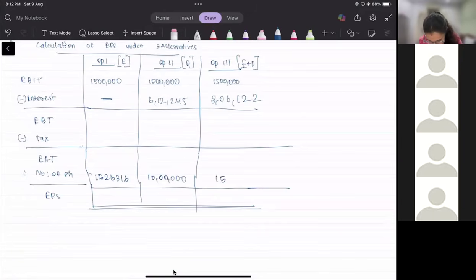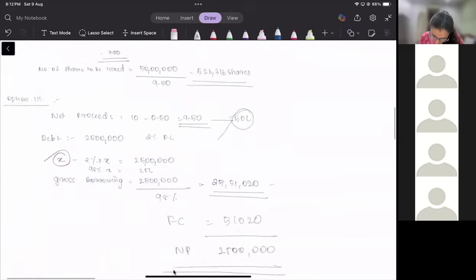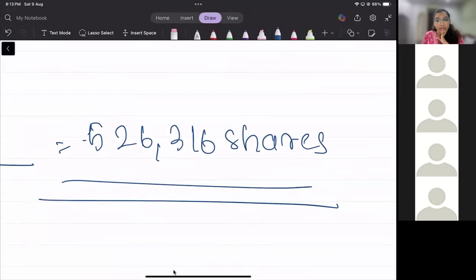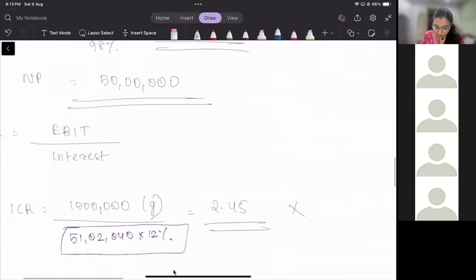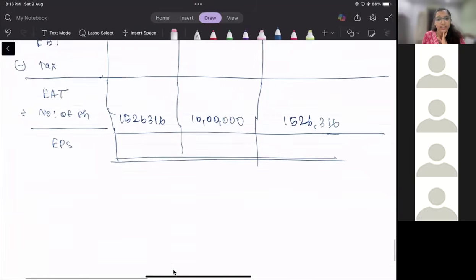Yes, in number of shares, there is something that is to be noted. What is that thing? We have actually found out 5,26,316 will be the number of shares to be issued under option 1. But please note in the question they have already said that there is an existing equity shares of 10 lakh. So you will have to take that also into consideration when you are finding the EPS. That is the only thing that you will have to note in C part of the question. Rest everything is simple. You have to take that 10 lakh.